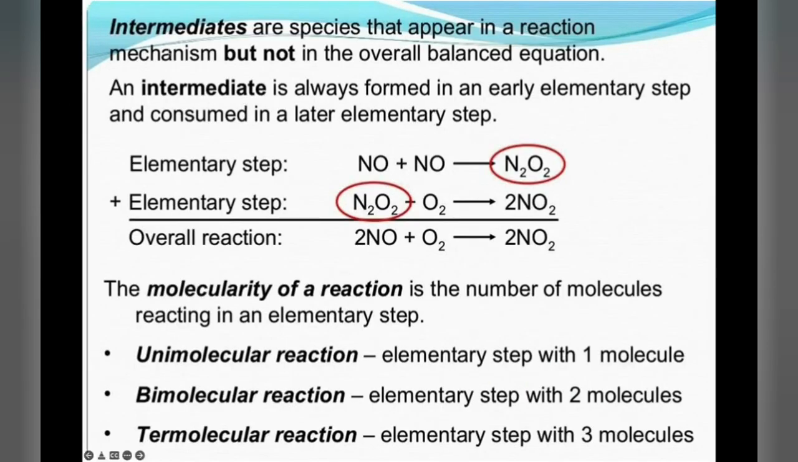Now you have to know something about the intermediates. These appear in a reaction mechanism, but in the overall reaction you cannot see them. So intermediate will be always formed in earlier step and then later consumed in the later part of the step. See, as we already saw, these two got disappeared from the overall reaction. So the molecularity of a reaction means the number of molecules reacting in an elementary step. So for unimolecular reaction, elementary step with one molecule, bimolecular means two molecules, then trimolecular reaction means elementary step with 3 molecules. Okay, now with that we are coming to a conclusion of the second session as well.